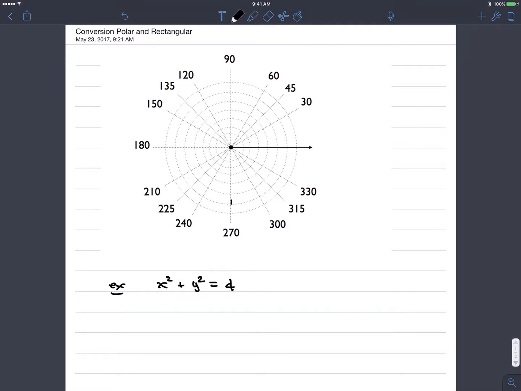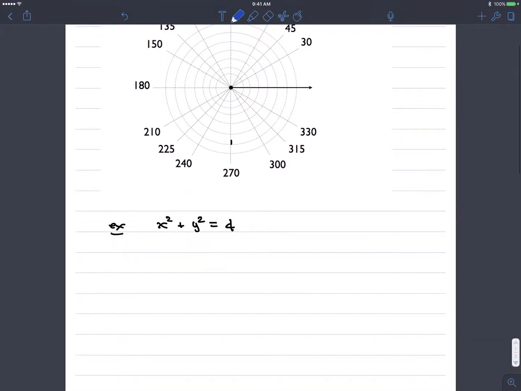What is this the equation of? Everybody know what this is? This is the equation of a circle. Center is at the origin, and your radius is actually 2.